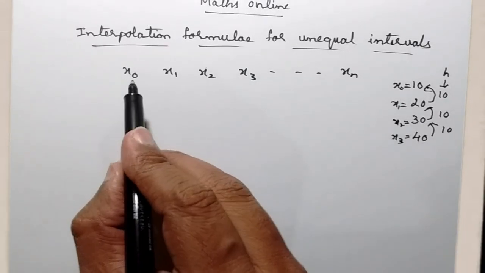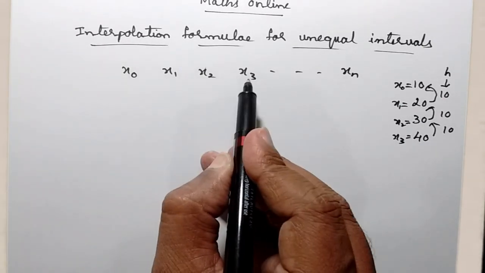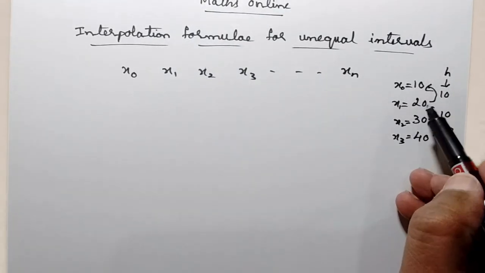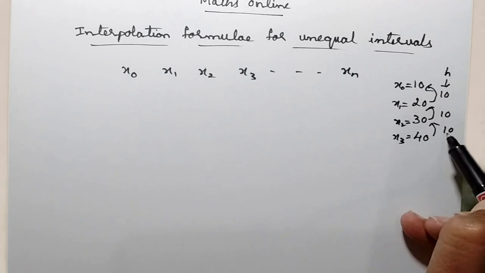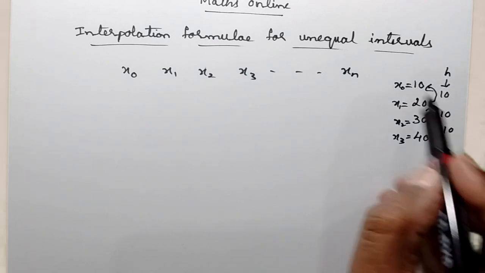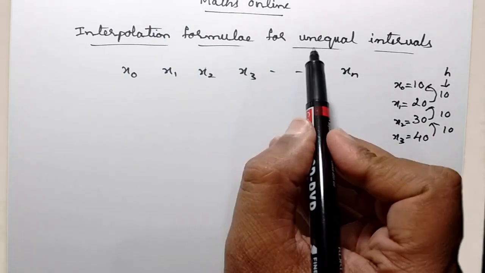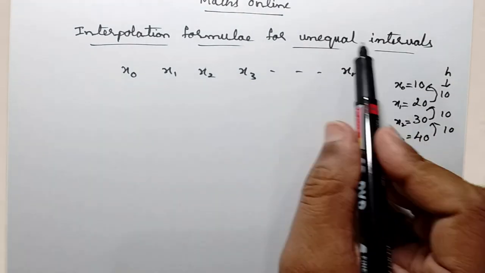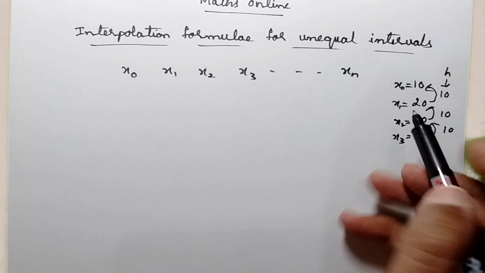But here the values of x, x1, x2, x3 are not placed at equal intervals. If they are not placed at equal intervals, you will not be getting the step size h value. So we are going to study the interpolation formulas if the values of x are placed at unequal intervals.